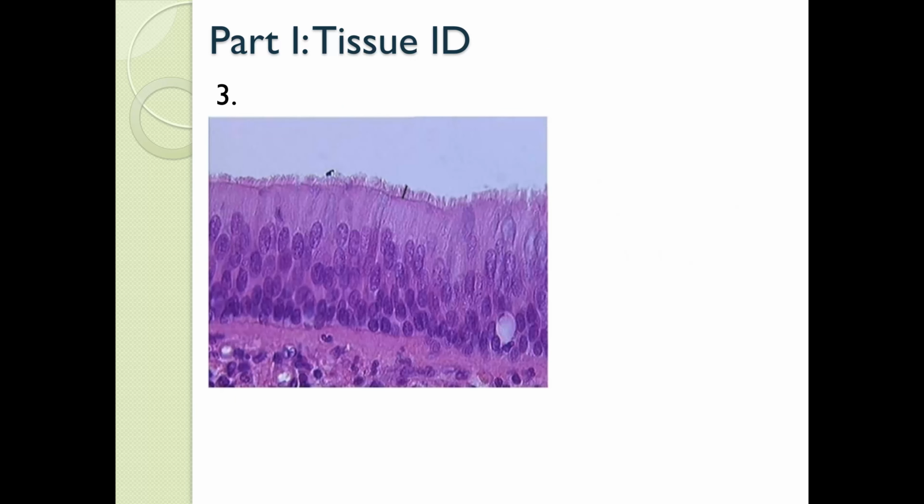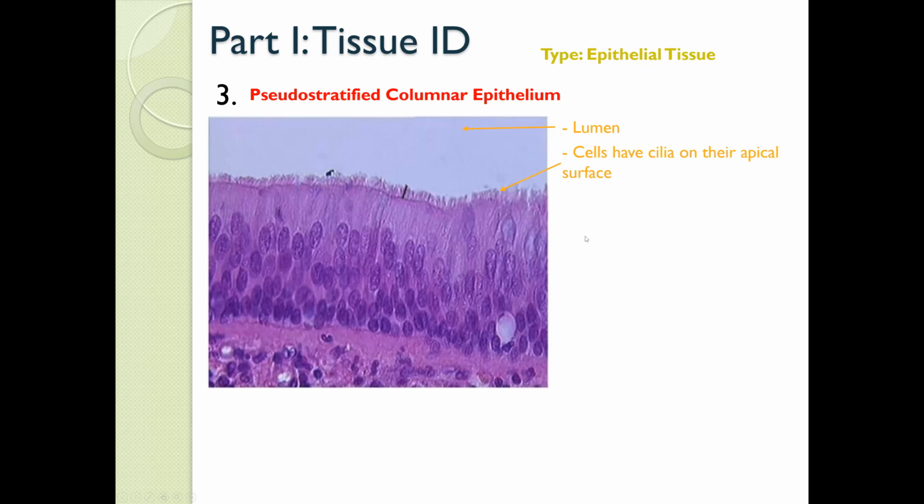Here's the third picture you had to identify. So if you figured out that this was pseudostratified columnar epithelium, good job. And this is also a type of epithelial tissue. So how did we figure this one out? Again, we notice that there is a lumen or a blank space. So that told us that we're looking at a lining. We also noticed that the cells had cilia, which looks like this fringe on their apical surface, which is the side that is facing the lumen.